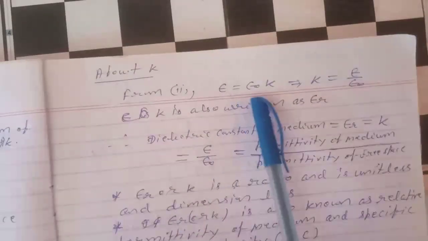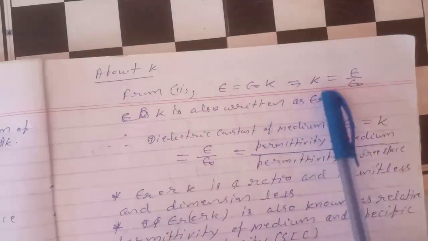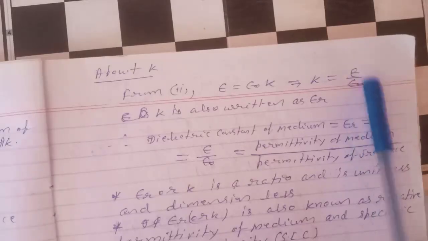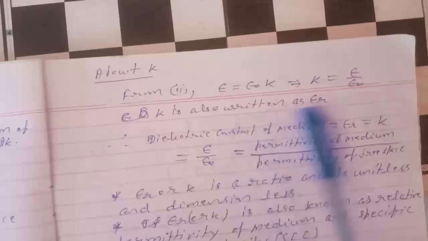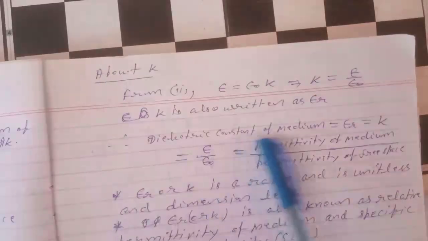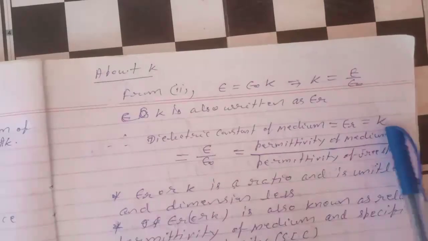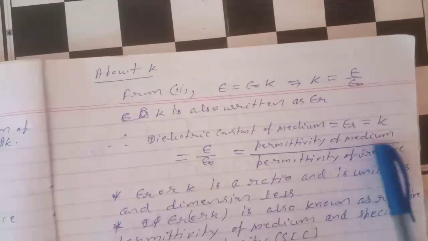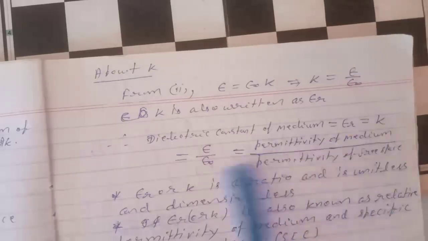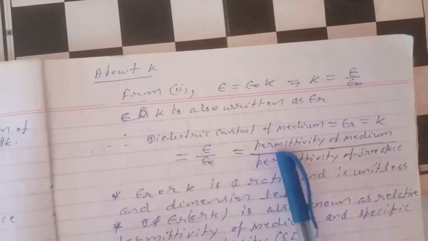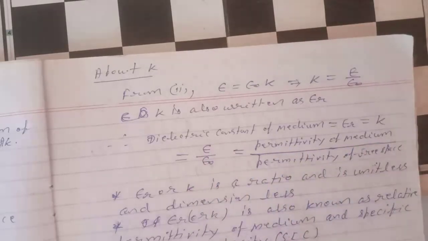Now about K. From epsilon equals epsilon naught into K, K equals epsilon by epsilon naught, and K is also written as epsilon r. Hence, this is called the dielectric constant of the medium. The dielectric constant of the medium, epsilon r equals K equals epsilon by epsilon naught, the permittivity of the medium divided by the permittivity of free space.